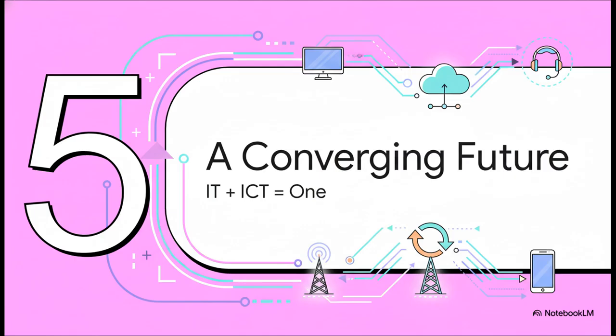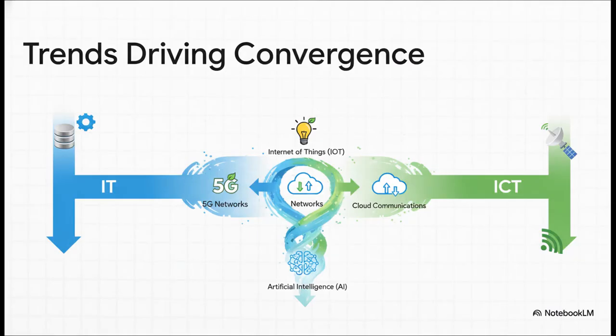So we've spent all this time drawing these nice, clean lines between IT and ICT. But now let's talk about how technology is starting to just erase those lines completely. The future, it seems, is all about convergence. Yeah, the lines are getting blurry because all the cool new tech needs both sides of the coin to work. Take the Internet of Things. Your smart thermostat has to process temperature data, that's the IT part, and then communicate with your phone over Wi-Fi, which is the ICT part.